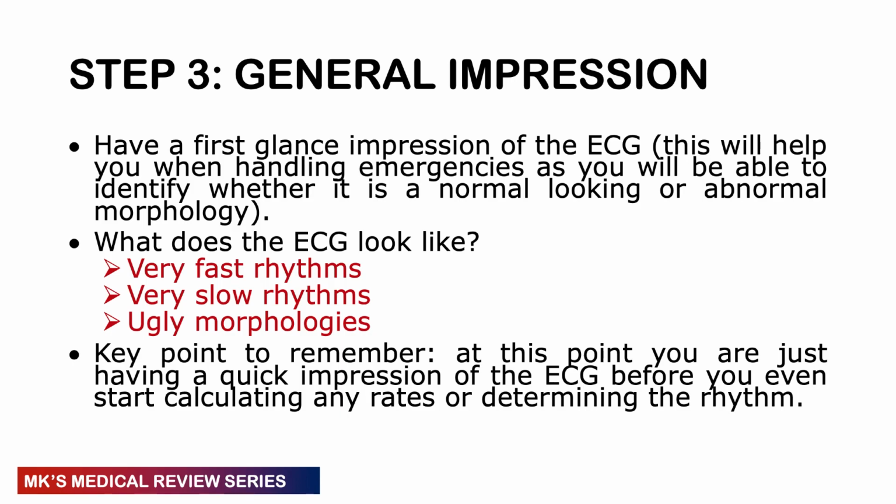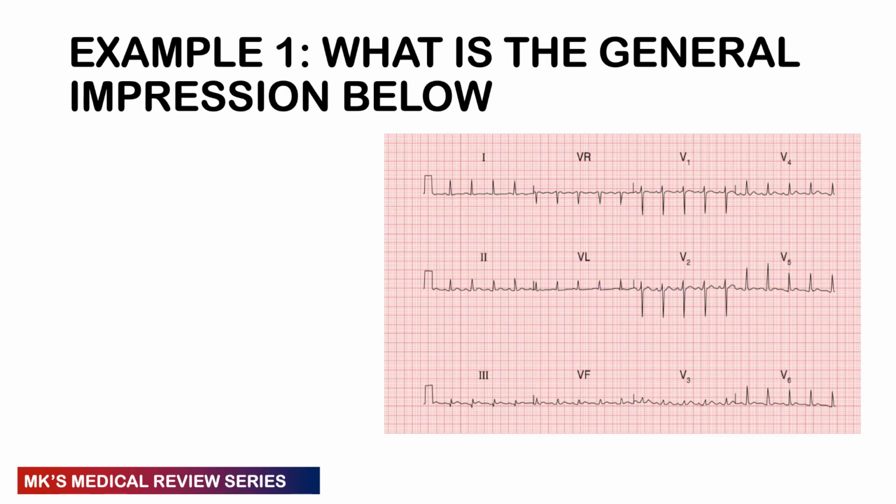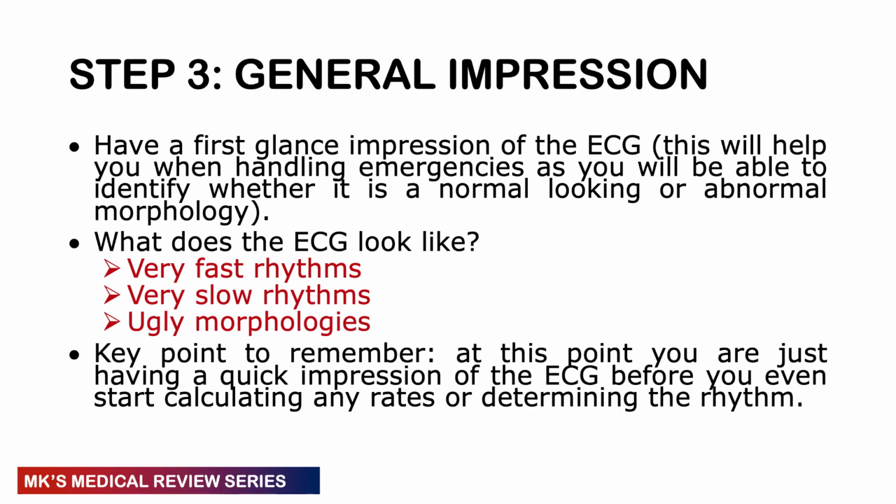Because remember, how you calculate your rate is going to be dependent on the rhythm as well. So I will show you some examples. Before I come to this, I'll show you some examples, and I'll be showing you the pictures for 5 seconds, and I want you to actually ask yourself, what do I see on this ECG? I just want you to answer whether it's a very fast rhythm, very slow rhythm, or ugly morphology. I'll do it very quickly, so please pay attention. Let's go.